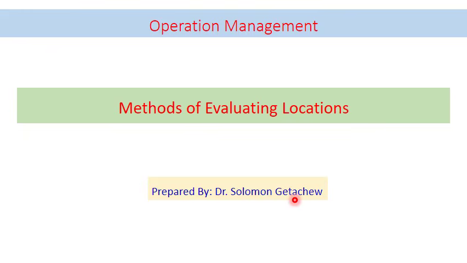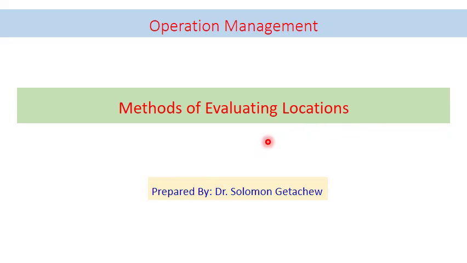Previously we have discussed facilities location. Under facilities location we have seen the importance of facilities location, features of facility location, when we need to determine facilities location, when we need to make a decision about facility location, and the critical success factors. And today we will discuss methods of evaluating location.